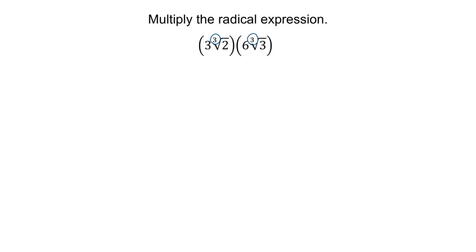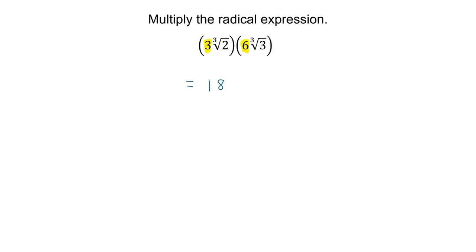And when we multiply radical expressions that have the same index, it's pretty easy. All we do is multiply the outside numbers times the outside numbers and the inside numbers times the inside numbers. Here's what I mean when I say outside times outside and inside times inside. In these two expressions, the outside numbers are 3 and 6. In other words, 3 and 6 are the coefficients of these cube root expressions. So in this example, we would multiply 3 times 6. And when we multiply outside times outside, the result stays on the outside.